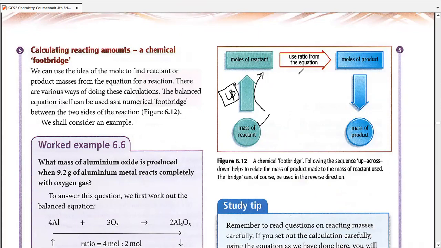Now, you use the ratio from the equation to convert the moles of reactants into moles of products, and this is really the across step that we were talking about. And the moles of products are then finally converted into mass of product, and this is the down step he was talking about. So it really works like a bridge. You go up the bridge, you go across, and then you go down, and you actually cross a bridge. We call it a footbridge. So the footbridge works in a similar way.